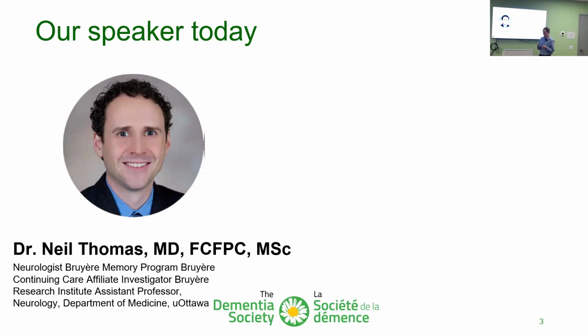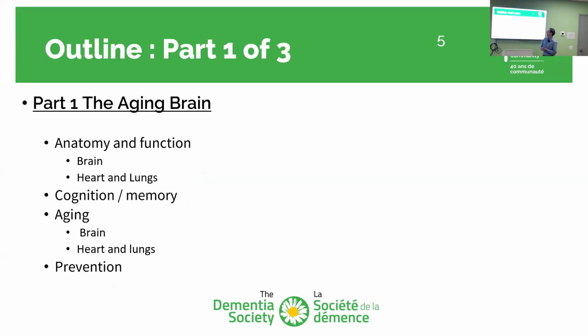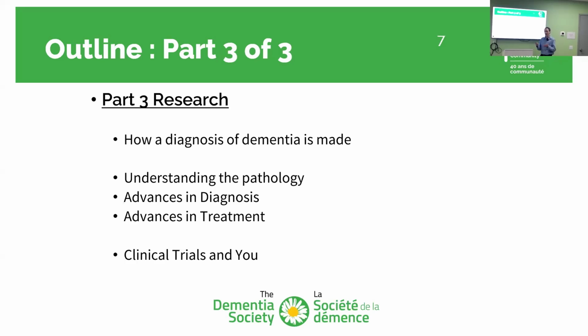And yeah, I'm very happy to be here and being able to present these in person again. So I'll be doing part three of the science of dementia, and we'll start with just a little recap of the first two sessions, and then we'll go into the topic for today. For the first session, done a couple weeks ago, I think it was Dr. Frank who went over parts of the aging brain and what the brain does in different anatomy. Part two was a bit more about chronic disease, what is dementia, different types of dementia. Today we're going to focus on how we actually make a diagnosis of dementia, what we do in the clinic, understanding the pathology, so what's causing different types of dementia, some advances in diagnosis and treatment, and then information on research and clinical trials.